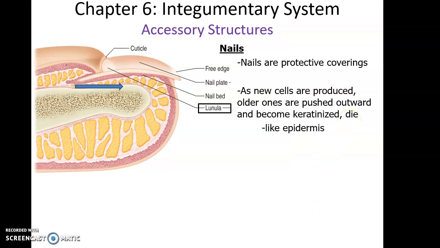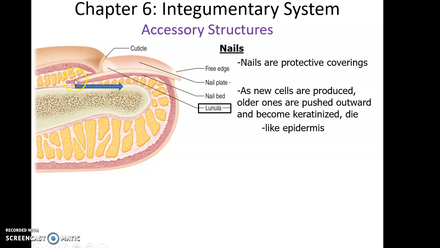Nails. Nails are protective coverings at the ends of our digits. And surprise, surprise, they are produced by keratinocytes, again, cells that are similar to the cells in the epidermis, but slightly structurally different.